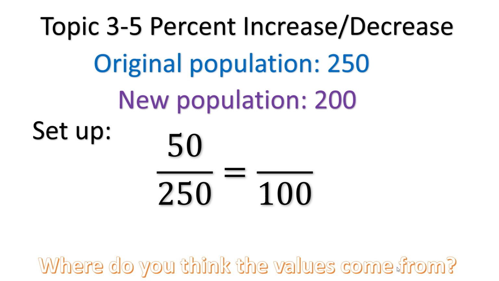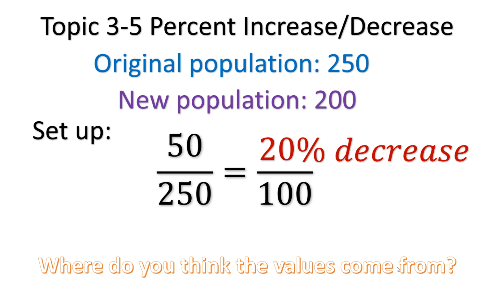So I want you to think about, where do you think the 50 comes from and where do you think the 250 comes from? Okay, so hopefully you've thought about it and you have your guess. So the answer to this would be 20%. And it has decreased because the original population was 250 and it has decreased to 200.